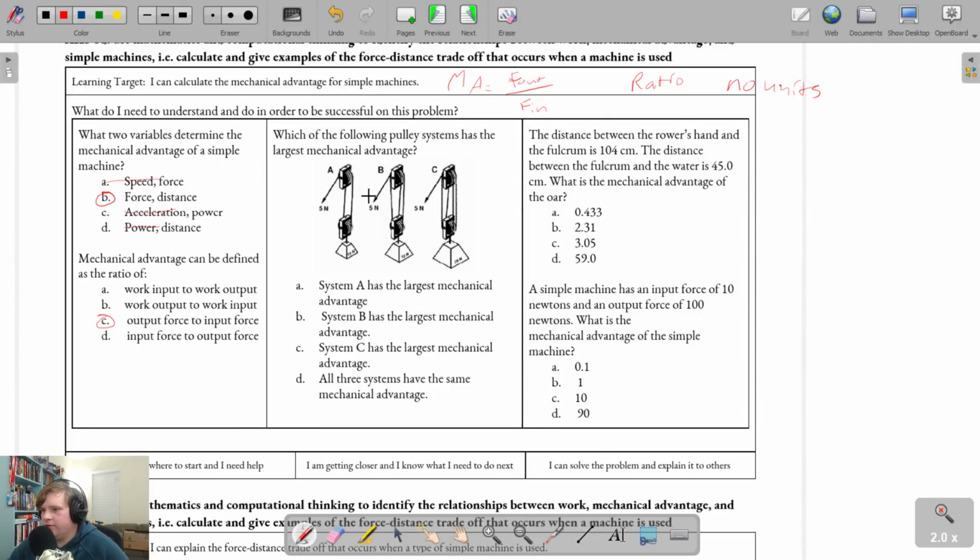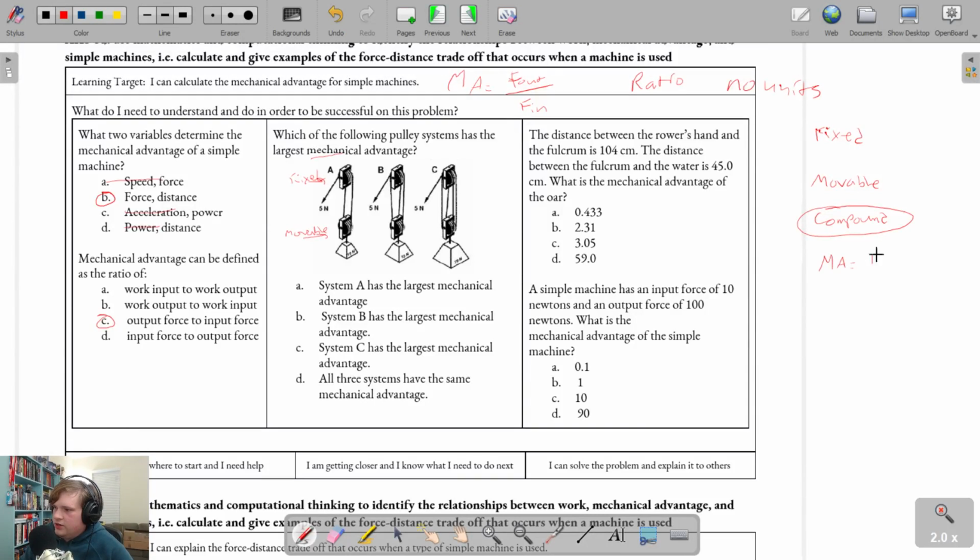So, which of the following pulley systems has the largest mechanical advantage? How do you find the mechanical advantage of a pulley? Well, we have fixed, we have movable, and we have compound. Now, these all have different mechanical advantages. Which type of pulleys are these? Here is a fixed, and here is a movable. If both are there, then we know this type of pulley is a compound.